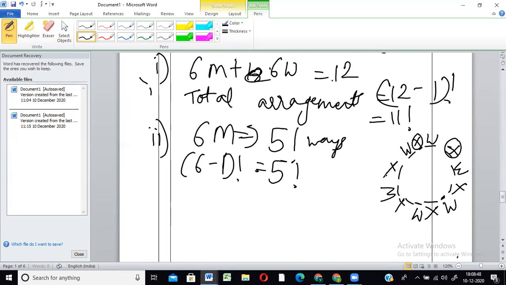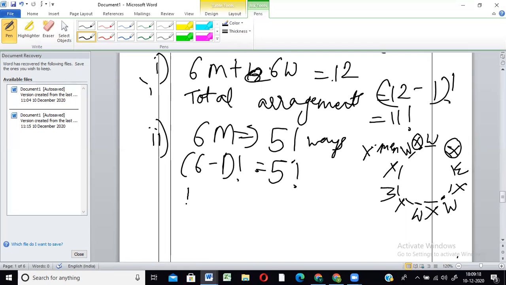These crosses, I'm not writing as M and W because after inverting M it looks like W only. So I'm just putting a cross. That cross means the position of men. So these are all nothing but the positions of men. How many remaining places are available for women now? We have 6 spaces, right? So there are 6 spaces between men and there are 6 women. So in these 6 places we have to fit the 6 women, right? That can be done in 6 factorial ways.